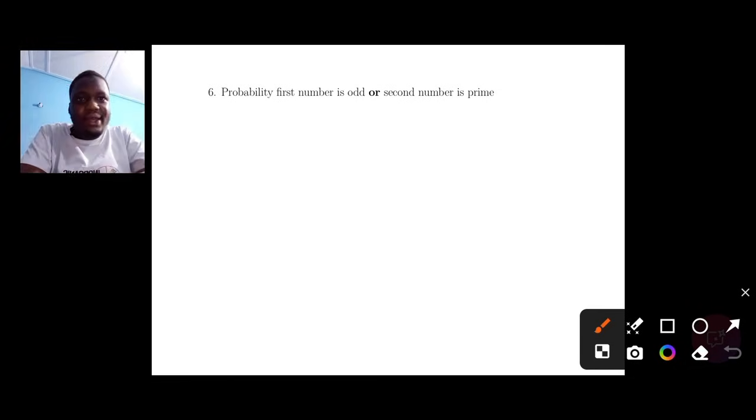The question that we have says calculate the probability that the first number is odd or the second number is prime. So this basically translates into a union. The first number is odd or the second number is prime. Okay, so we have a union.